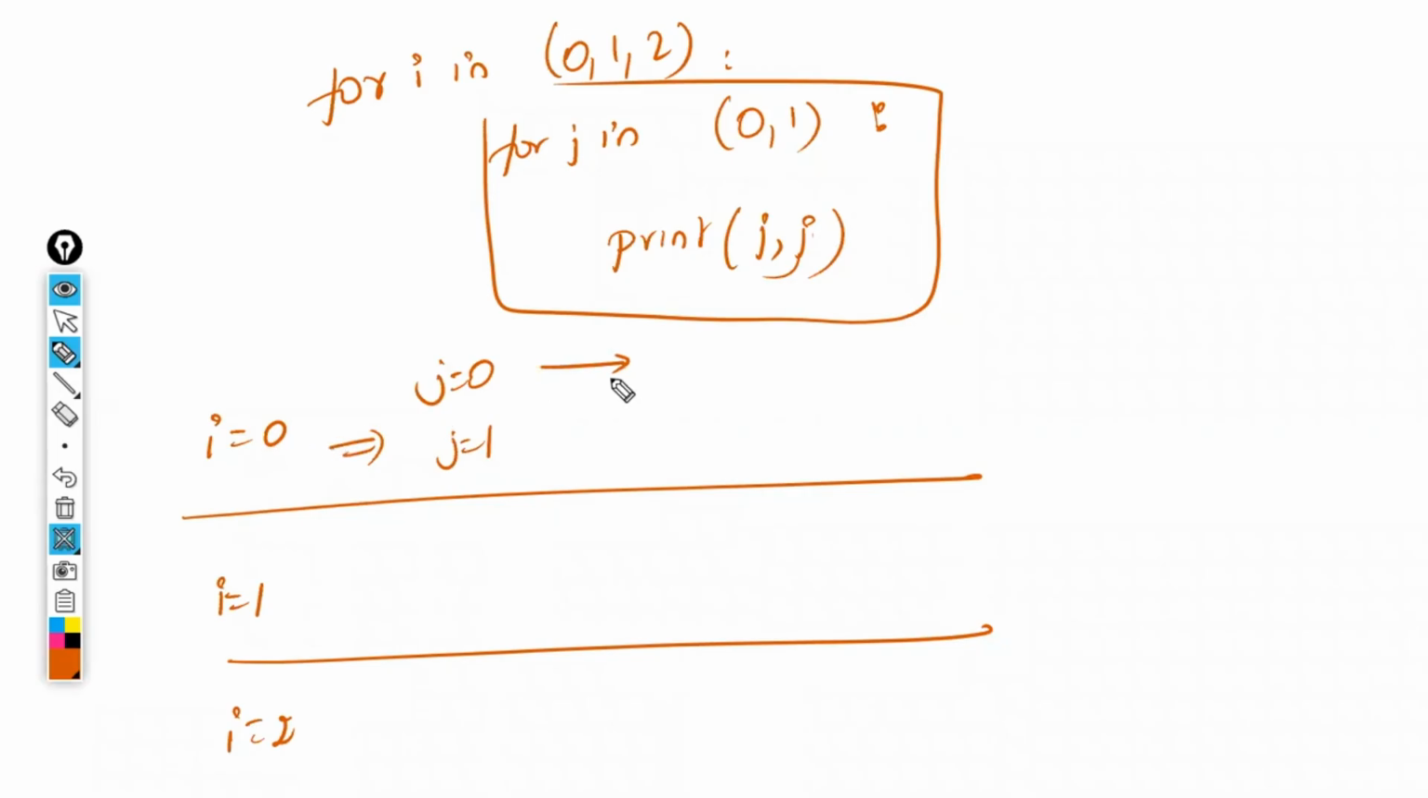What is the i value, j value? 0 comma 0, that is 0 0. Next, where will it go? First it will go here only, because this for block is not completed. First you have to complete the inner for loop. After that, it will come to the outside.